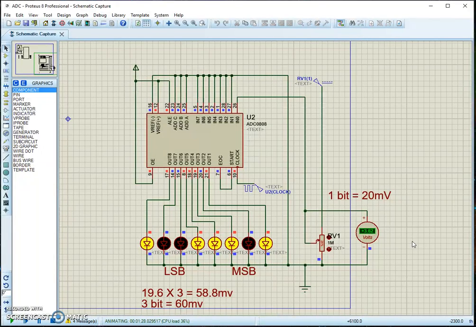If we have 3.62 divided by 19.6 milli, the value I got here is actually 184.6. So I'm going to round the number to 185. 185. So again, I'm going to call my calculator.